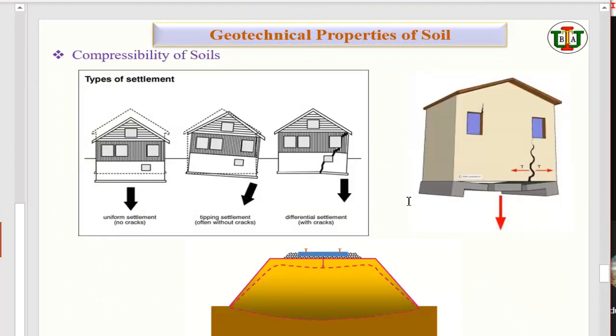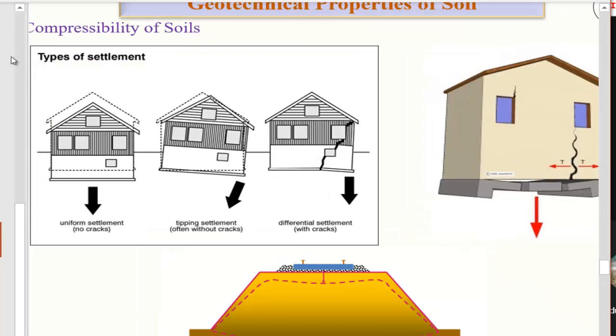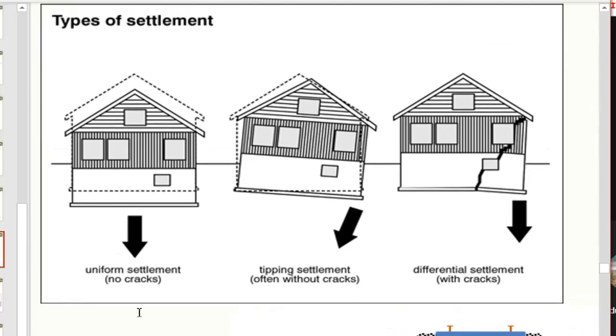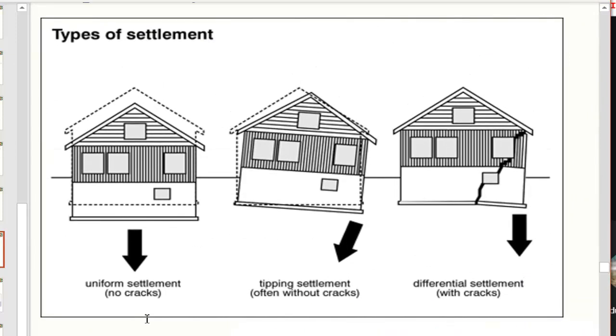Okay, and the compressibility of soil, you can see that it depends on the settlement. Maybe last class I tried to give a very brief discussion on this.